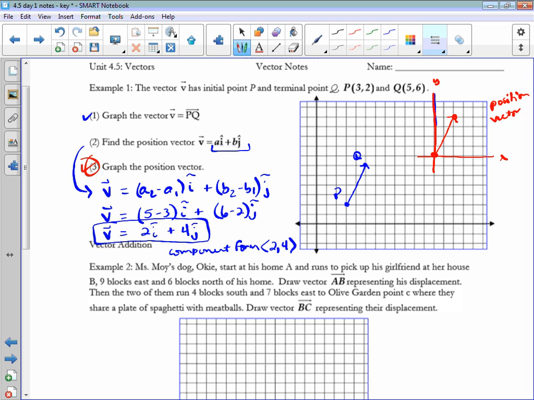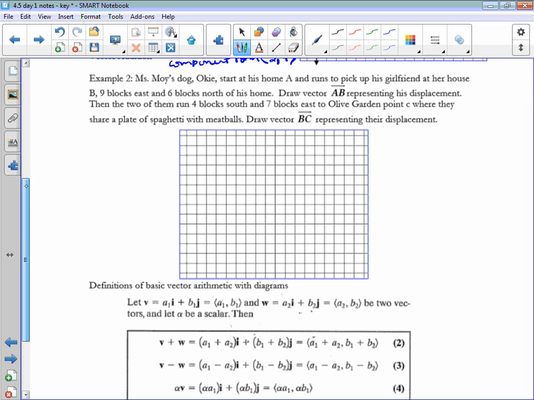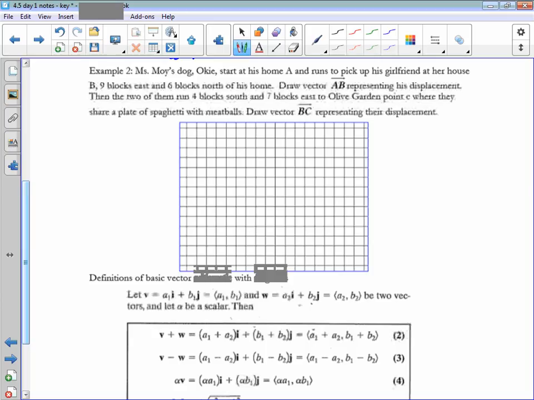All right, so let's do example 2. We have a Miss Moy story problem. Her dog Oki starts at his home, which is at point A, picks up his girlfriend, which is 9 blocks east and 6 blocks north. We're going to draw that vector showing his displacement. That just means how far he is from home. Then together they run 4 blocks south, 7 blocks east to the Olive Garden, and share some spaghetti and meatballs. So we're going to draw all of this with vectors.